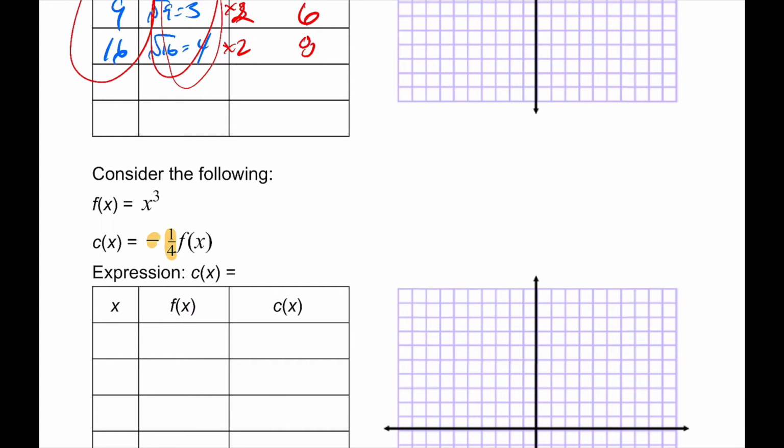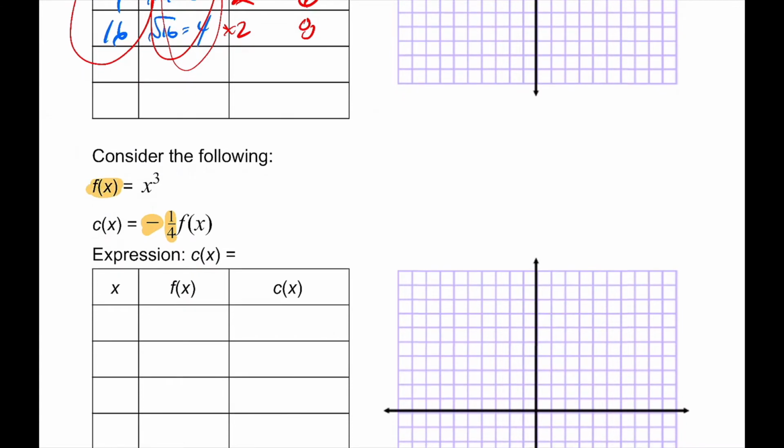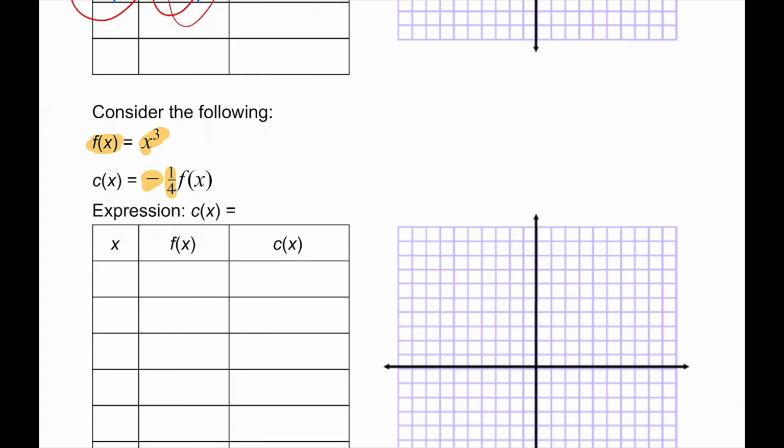Actually, I'm going to do two things. I'm going to look at what happens when we multiply by a negative value as well. So here my parent function, f of x, is my cubic, x cubed. And c of x is going to be a transformation of f of x. That's what this means, but we know that in this case, it's a specific transformation to the cubic.